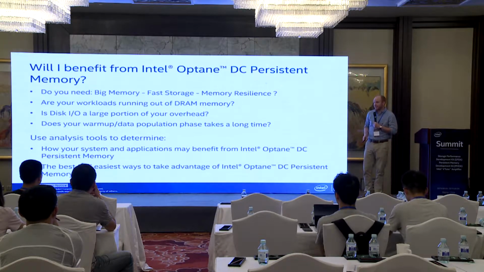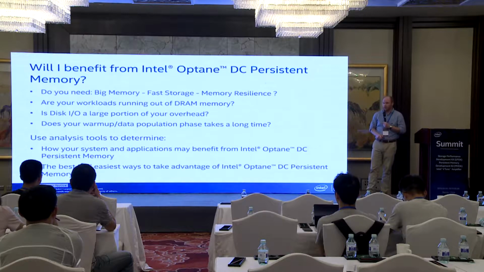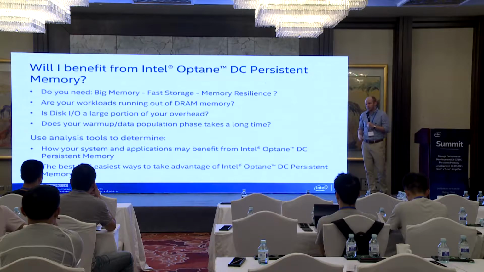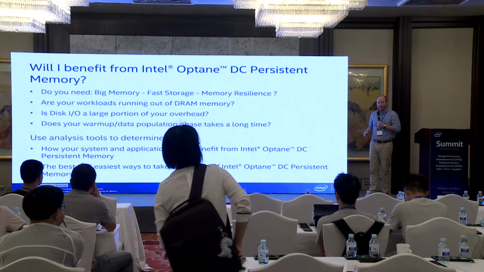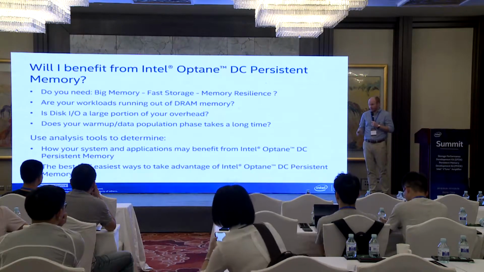How is my system and the applications that are running on them performing? How could Optane DC persistent memory help me? There's a lot of ways to answer these questions, but the easiest way to do it is to use some sort of tool that already has built-in expertise. And at Intel, we have those tools. I'm going to show you a little bit about how you could use them, and I encourage you to try it out.